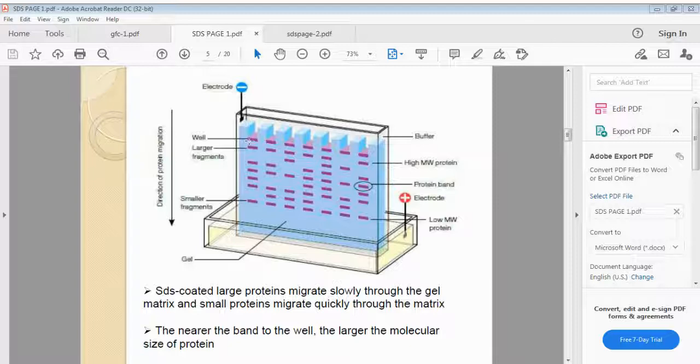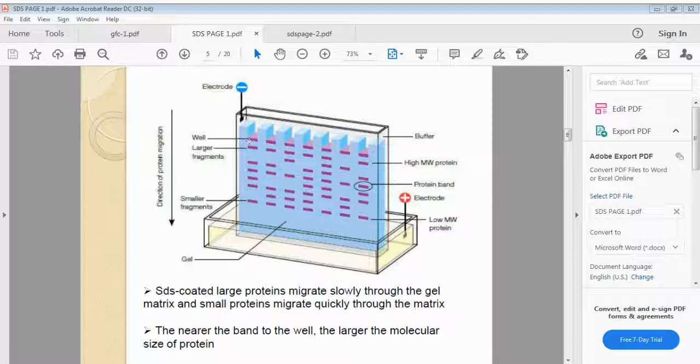Exposed now. Now the SDS will go and bind to the unwound proteins. The SDS is an anionic detergent having negative charge. When this SDS binds to the protein, as I told you, one SDS molecule will bind to two molecules of amino acid, so it will give a negative charge.